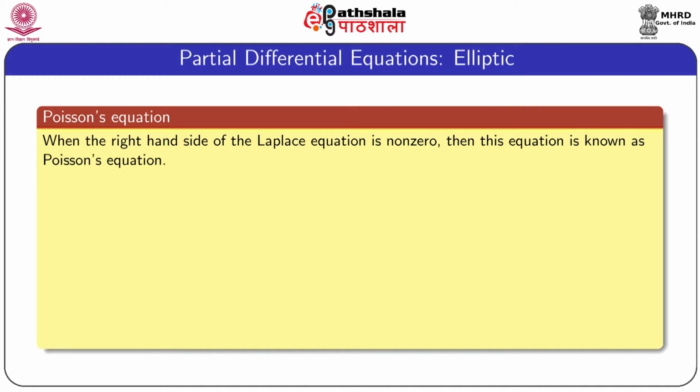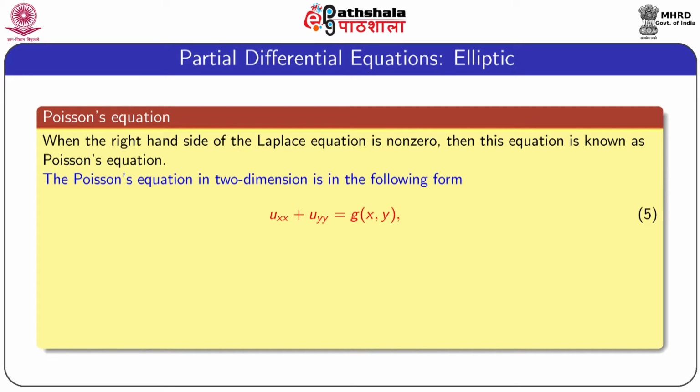Now we consider the Poisson equation. When the right hand side of the Laplace equation is non-zero, then the equation is known as Poisson equation. The two-dimensional Poisson equation is in the following form: ∂²u/∂x² + ∂²u/∂y² = g(x,y), where g(x,y) is a given function of x and y. Obviously, the boundary conditions are given along the boundary C, where C is the boundary of the region R. Within the region, the differential equation is valid.